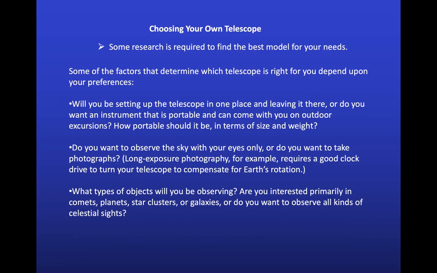One thing we need to consider is whether we are going to set up a telescope in one place and leave it there, or whether we want a portable telescope, which means you can take it here and there. For general use, I assume most of you are asking about portable telescopes. Then the next thing is, if you want a portable telescope, how portable should it be in terms of size and weight? You might wonder why I am talking about the size and weight of a telescope without talking about its optical quality.